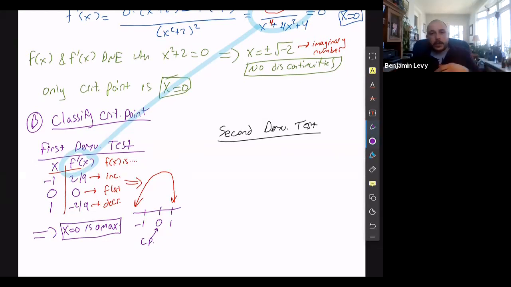And so on the test Friday, I'll certainly give you some functions and say, hey, find the critical points and classify them using the first derivative test. And this is the kind of thing I'm going to be looking for. Can I say anything about that?